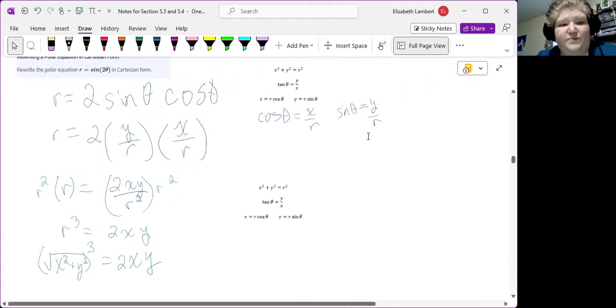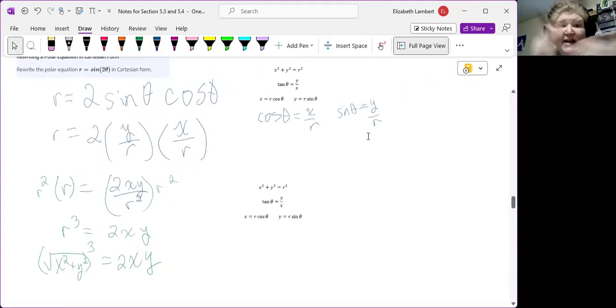So you technically can, for any polar equation, just wherever there's a theta, shoehorn in one of these. Wherever there's an r, put in the square root of x squared plus y squared, make it do.